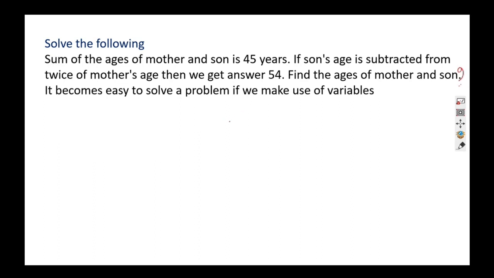Now, there is no variable, nothing. We have to use variables to solve this problem. So we have to fix variables for both the age of mother and the age of son. Both are not known to us. Let mother's age as on today be x.